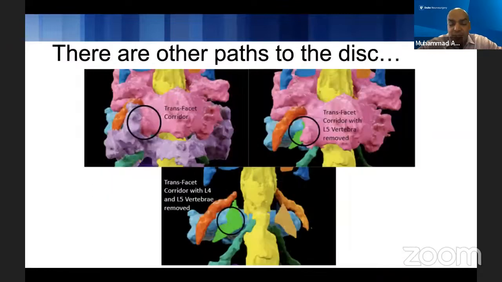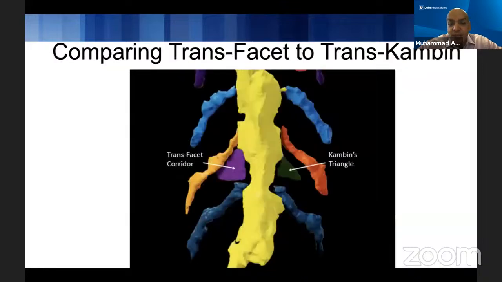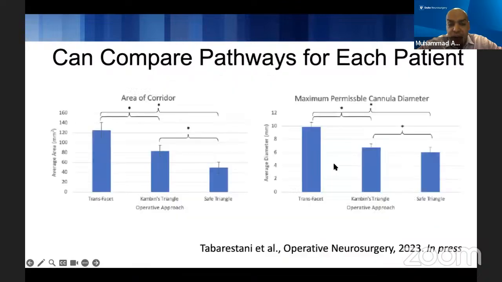If you keep the facet joint in the middle of your operating field, you can get into the disc and have a wider space. So this is how we've done that. We've compared the transfacet corridor to the Kambin's triangle. This is a paper that just got accepted, where we've looked at the different areas: the transfacet corridor versus the Kambin's triangle versus, quote unquote, the safe triangle.